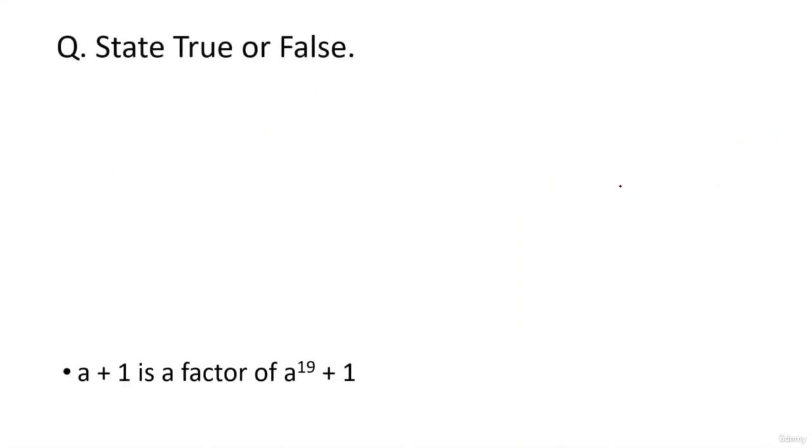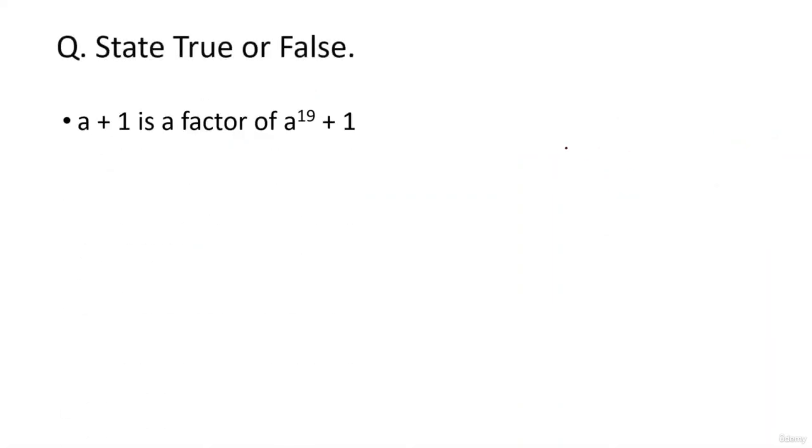Okay, state true or false. The first question is a plus 1 is a factor of a raised to 19 plus 1. There are multiple ways of doing this. You can also use the remainder theorem. a plus 1 is equal to 0 when? When a is equal to minus 1. When you substitute, the value should come 0. In that case, a plus 1 will be a factor.